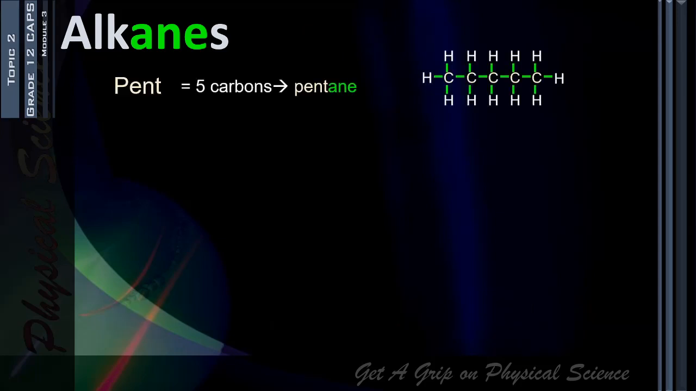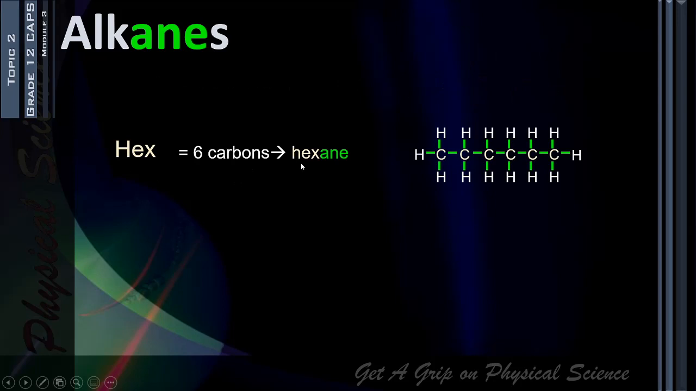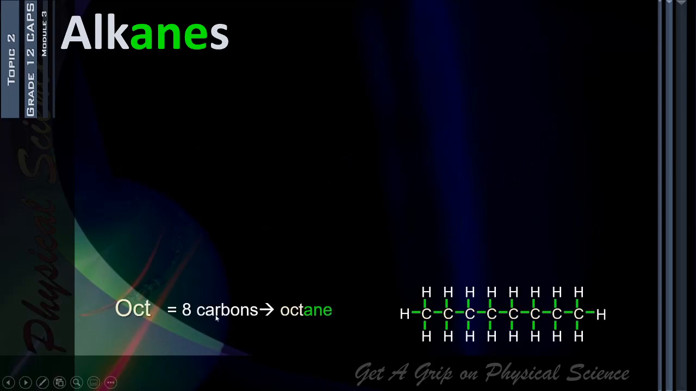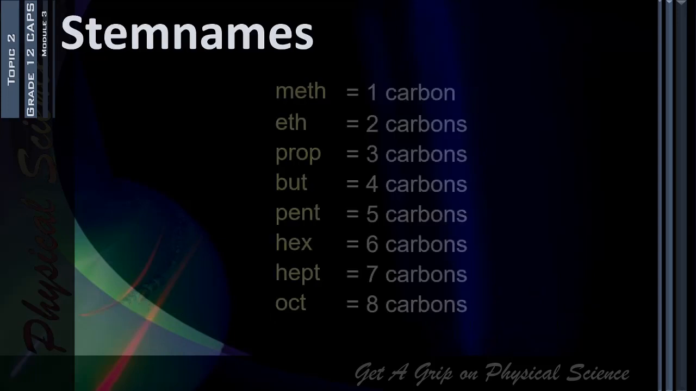For 5 carbons in the carbon chain, we use the stem name pent. So pent tells us that there are 5 carbons in the carbon chain. Ane tells us that it's an alkane with only single bonds between the carbons. For 6, the stem name is hex. Hexane then tells us that there are 6 carbons in the carbon chain, only single bonds between the carbons. And 7 is hept. Heptane is 7 carbons with only single bonds between the carbons. And then lastly, oct is for 8 carbons in the carbon chain. So 8 carbons with only single bonds between the carbons because it is an alkane. You have to know these 8 stem names.